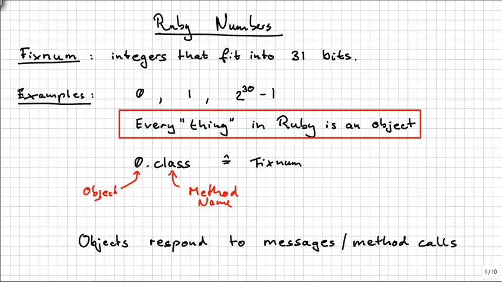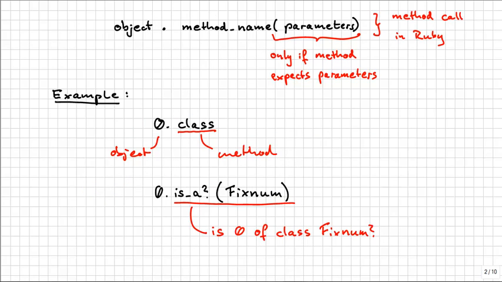The general format in Ruby for method calls is object dot method name followed by the parameters in parentheses. And these parentheses and parameters are only needed if the method does expect parameters. So the class method, for instance, that we saw earlier doesn't expect any parameters, so we don't need to put the parentheses here.